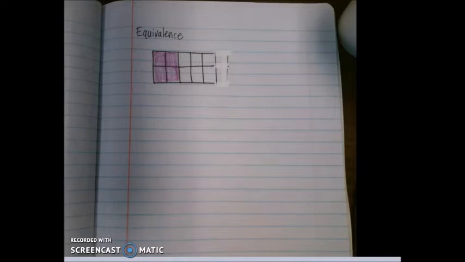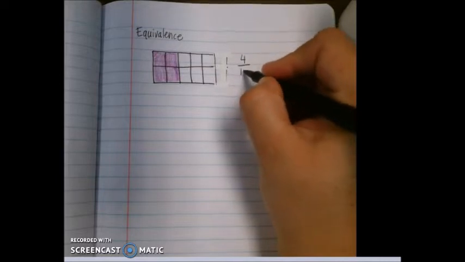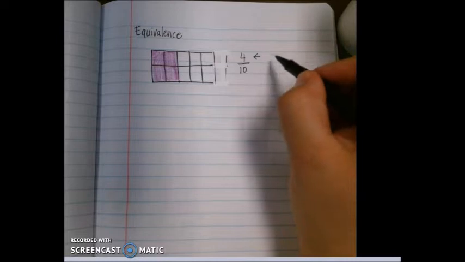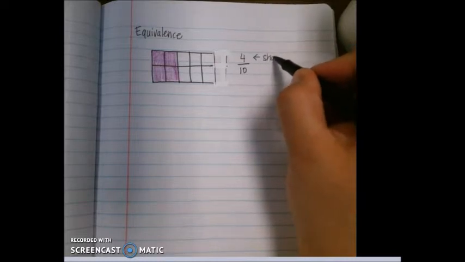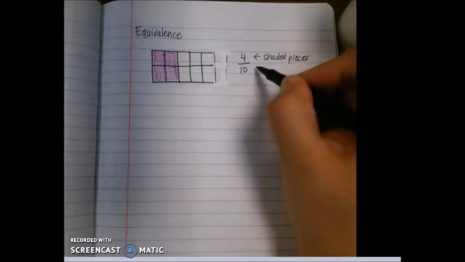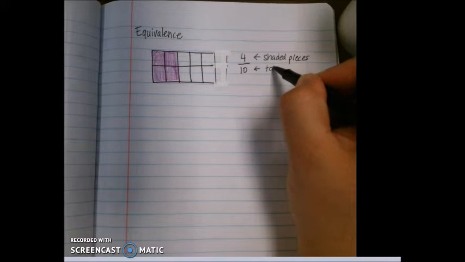Jalen. 10/4? Natalie? 4/10. Yes, it's very easy to get it confused. It's okay. That's why we're learning. So the 4 tells us that's the numerator, and that tells us the shaded pieces. And the 10 tells us that's the denominator. That tells us the total number of pieces.